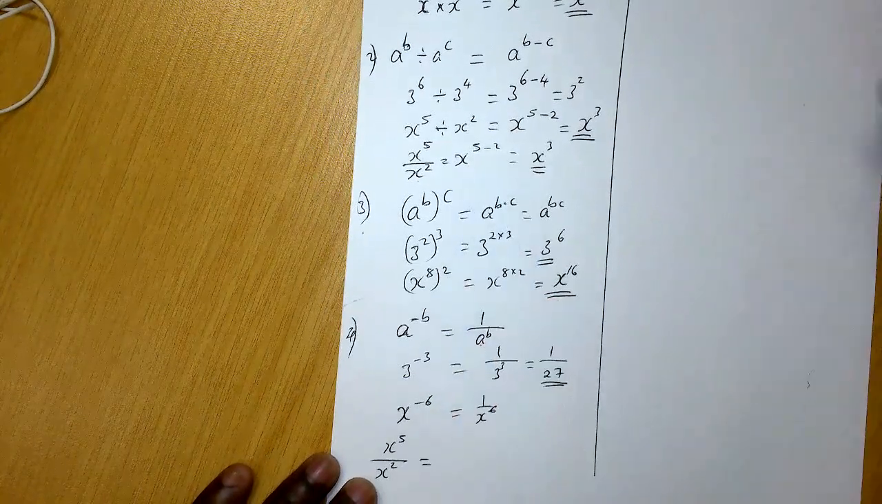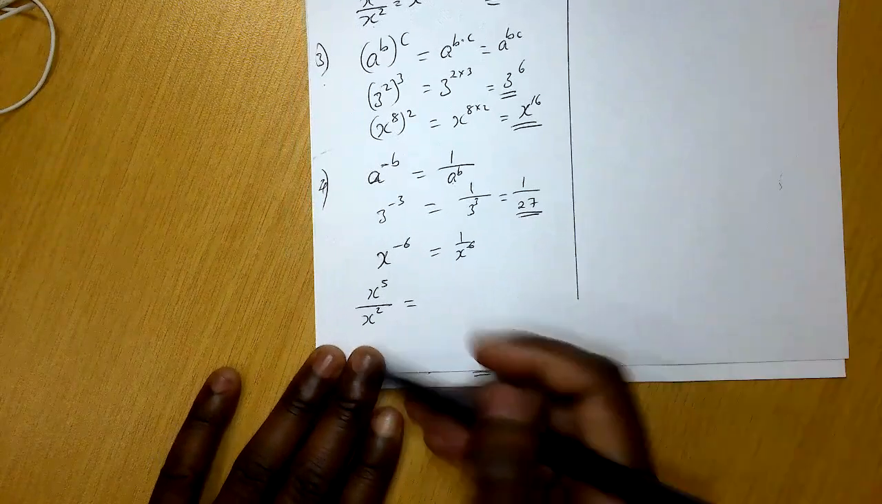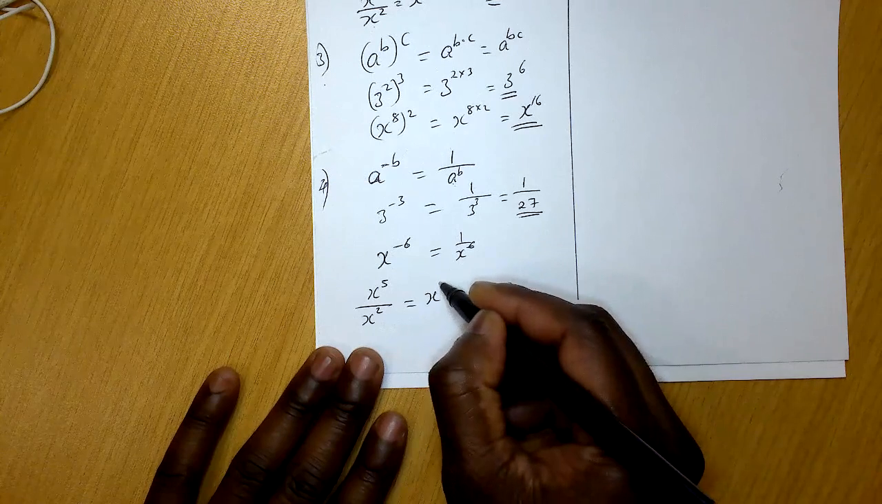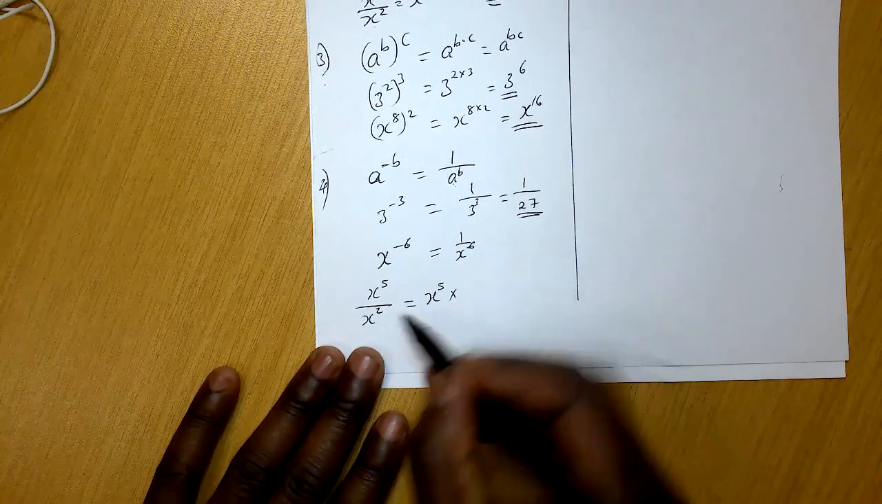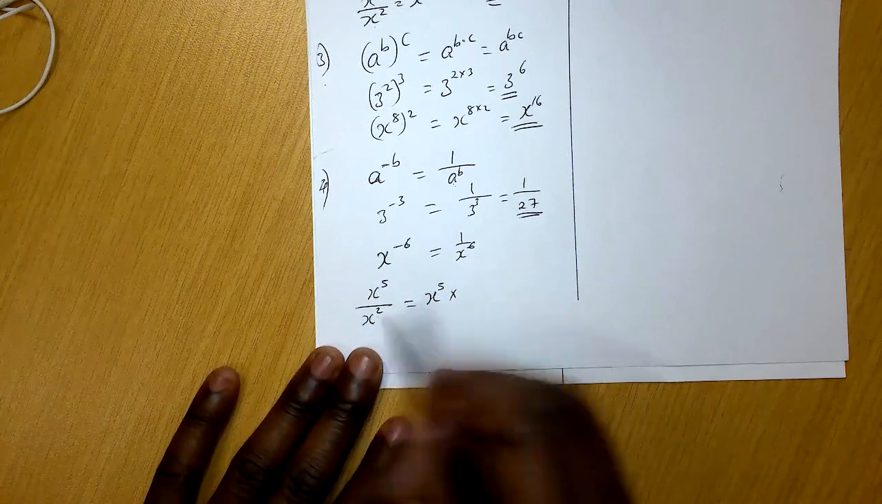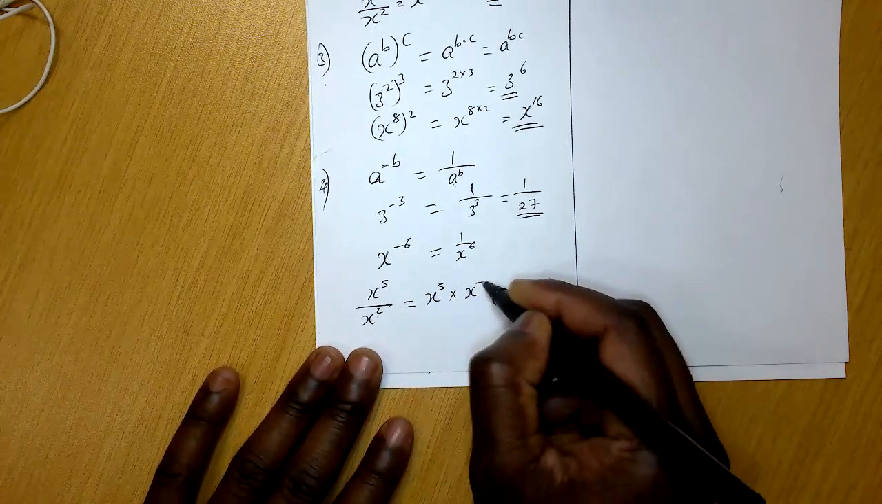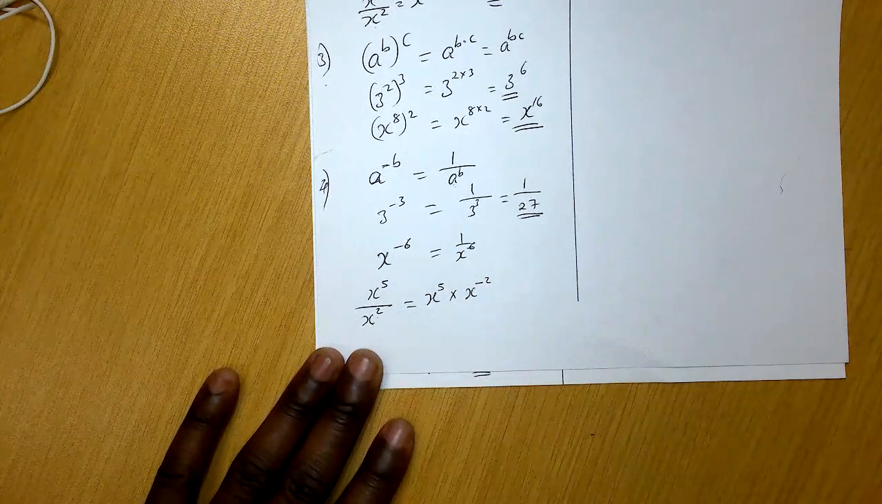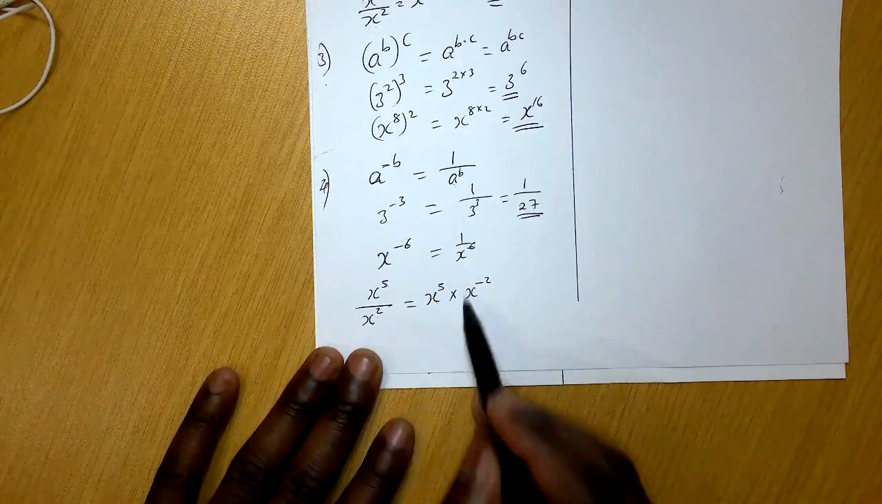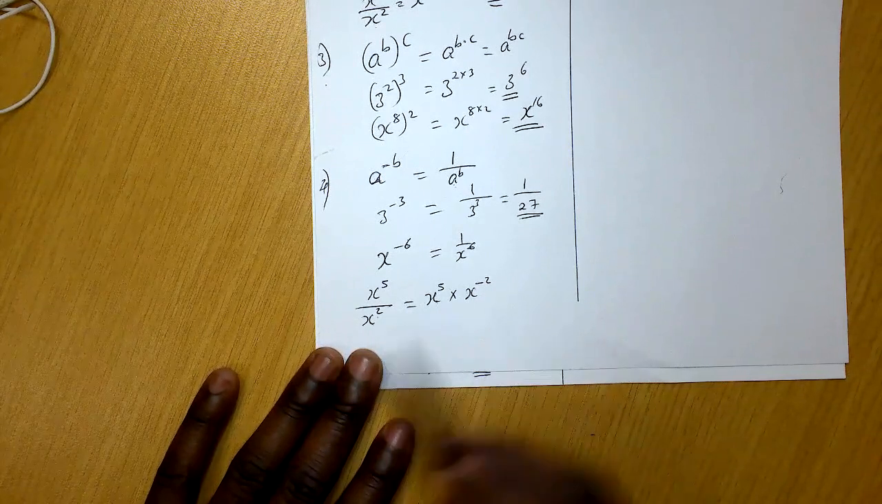Where is it coming from? Now let's see what's going on here. This one is going to be x to the power of 5 times, remember here if it goes up, what's positive here, it's going to be x to the power negative 2. Now what if we are multiplying something with the same base? We add the powers.